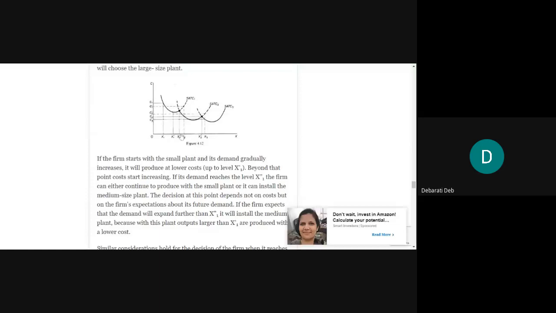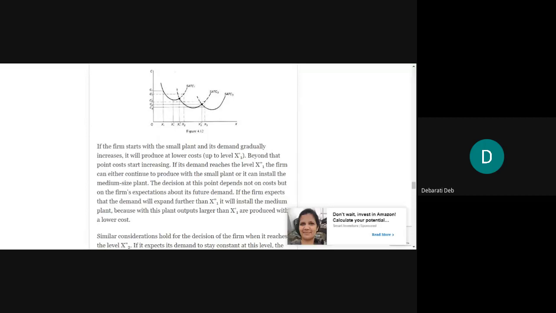So this decision completely depends on the farm's expectations about future demand. Suppose after x1'' there is no demand increase, then what will happen? Then the farm will be at a medium size plant. It will incur a lot of capital investment, but after that no demand. Then what will happen? So some practical decision has to be made here, not only depending on the traditional theory of cost, but also depending on the market scenario. I hope you are understanding, right?